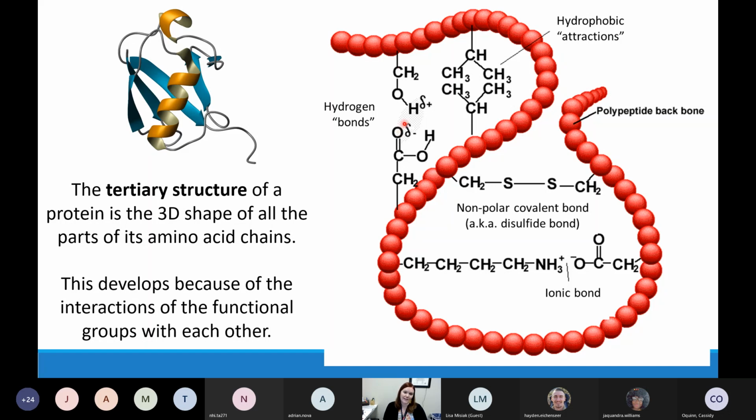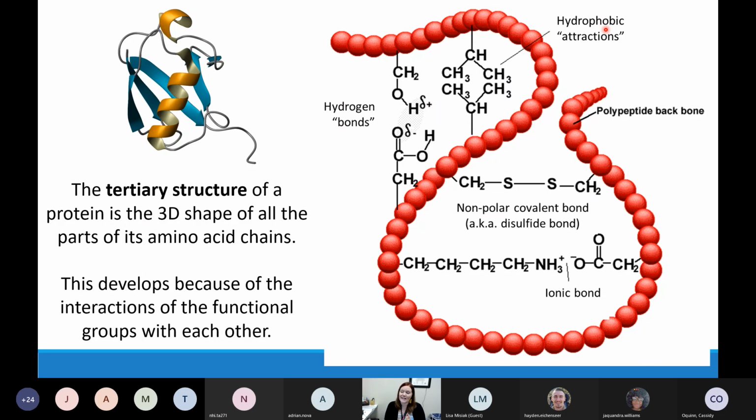Another way that amino acids can interact with each other is with a thing called hydrophobic attractions. Hydrophobic attractions are based on the idea that we all hate the same thing, or we're all, in the case of this word, afraid of the same thing. So let's group together and stay safe.